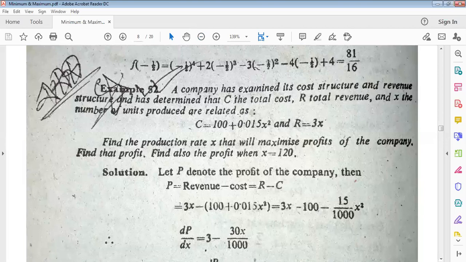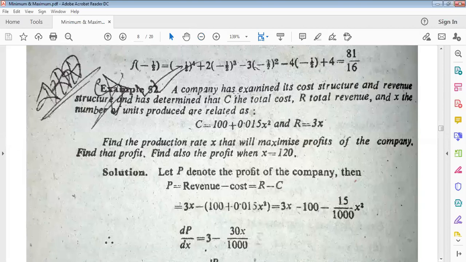Now the application of maximum and minimum in business and economics. In business, we use maximum and minimum to maximize the profit and minimize the cost, or maximize the revenue and minimize the cost. We have to use the maximum minimum method everywhere in business, economics, finance, etc.